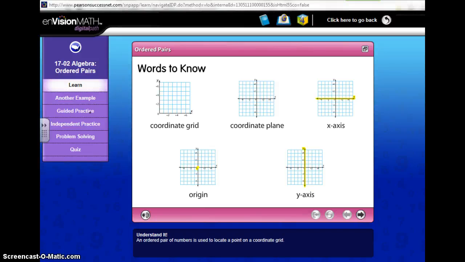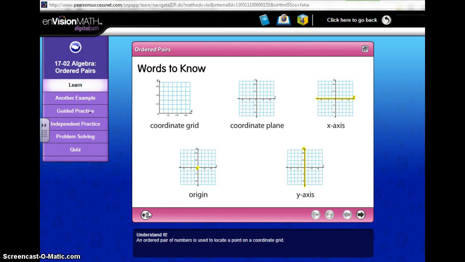So our objective or learning target of the day is you are going to identify and graph points on coordinate planes and coordinate grids. You probably in the past have seen something that looks like this, a grid, okay? It starts at 0 in the corner. It goes to the right, which is our x-axis, and it goes up, which is our y-axis.